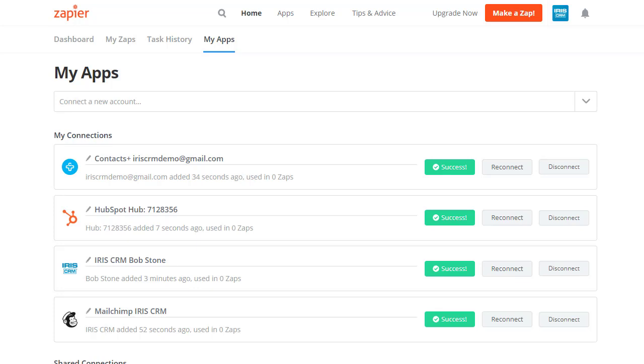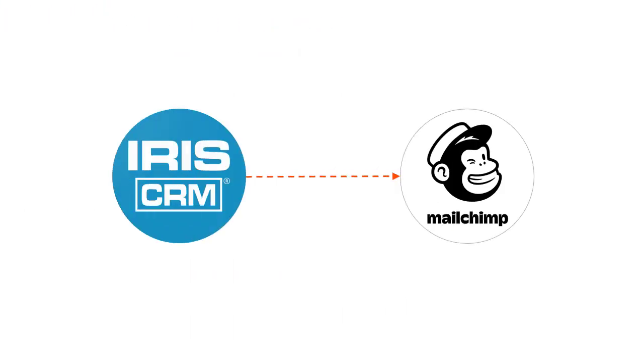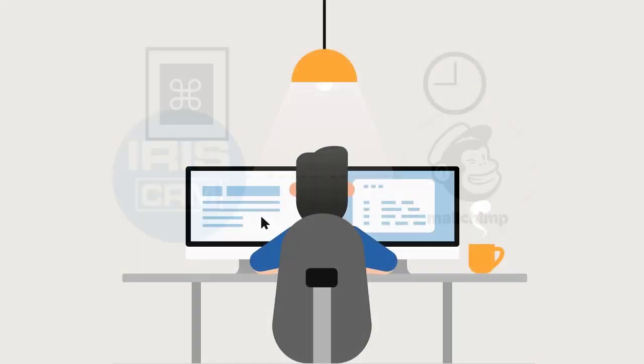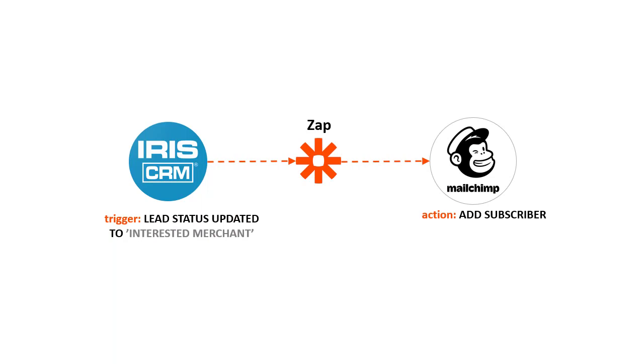In our first example, let's imagine that you are used to enrolling your leads into a MailChimp campaign as soon as a prospect expresses interest in your services. Without Zapier, sales reps would need to have IRIS CRM and MailChimp open in two browser tabs in order to copy and paste the prospect's information into MailChimp manually. This creates a lot of manual work and the possibility of human error. The new way to do this automatically is to create a zap between IRIS CRM and MailChimp.